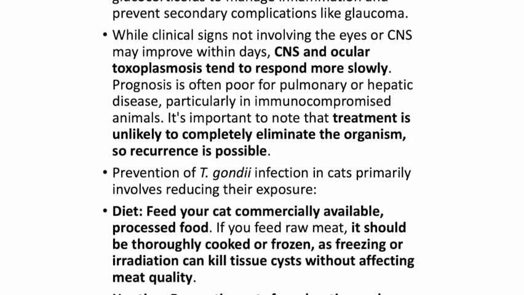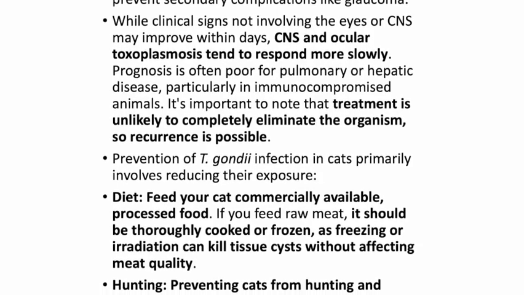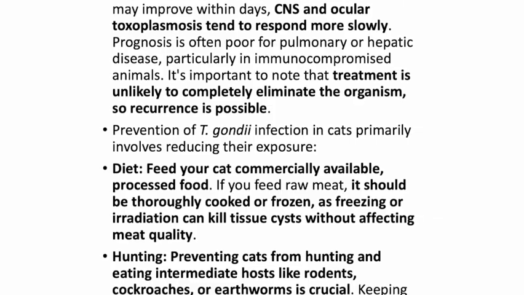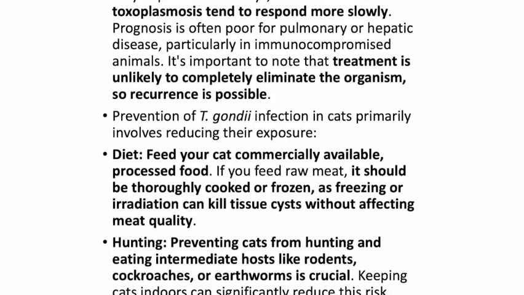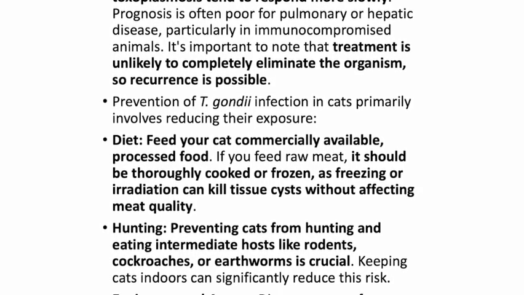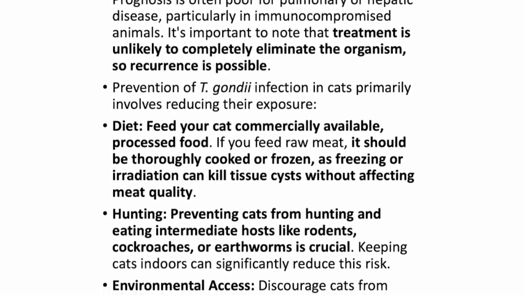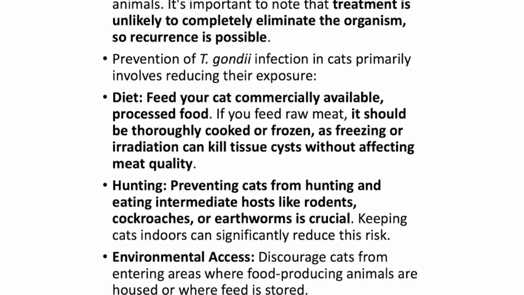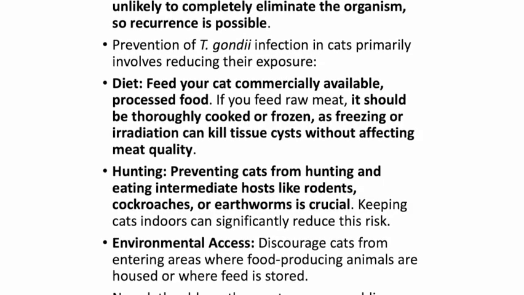While clinical signs not involving the eyes or CNS may improve within days, CNS and ocular toxoplasmosis tend to respond more slowly. Prognosis is often poor for pulmonary or hepatic disease, particularly in immunocompromised animals. It's important to note that treatment is unlikely to completely eliminate the organism, so recurrence is possible.